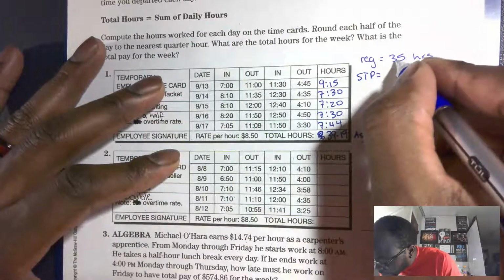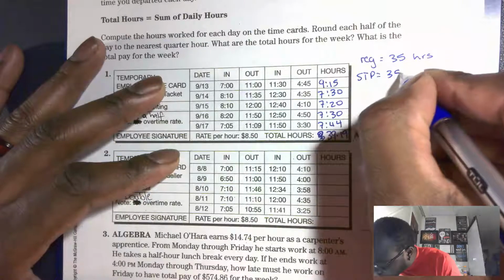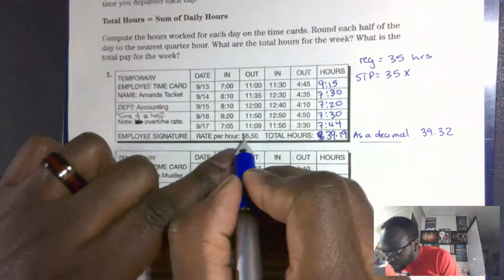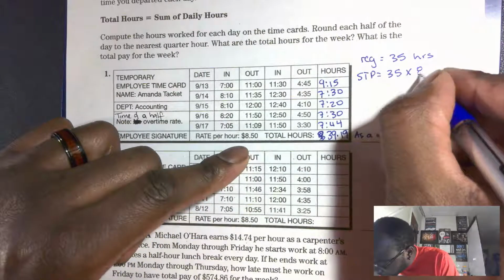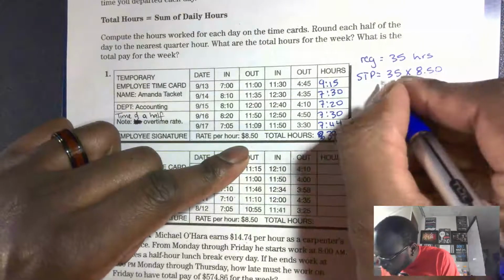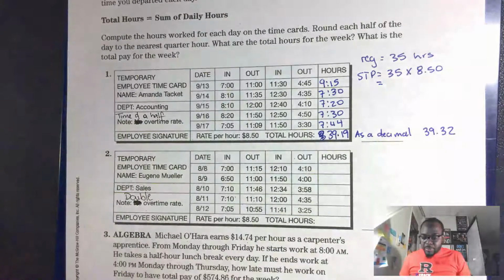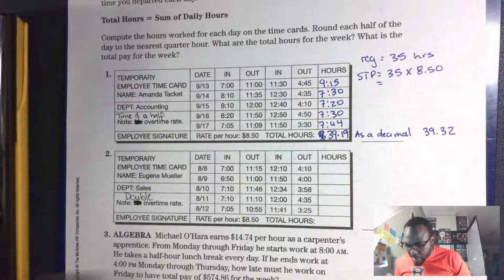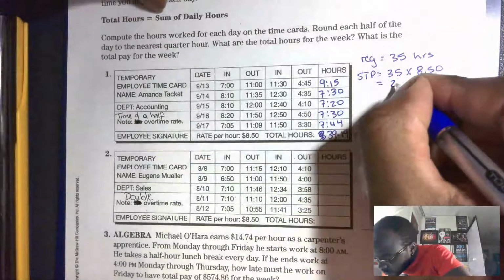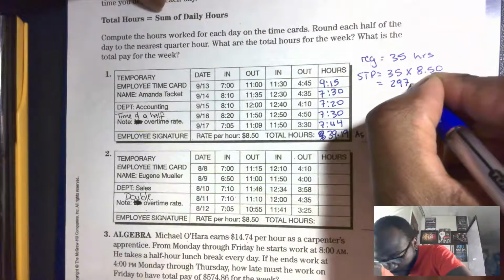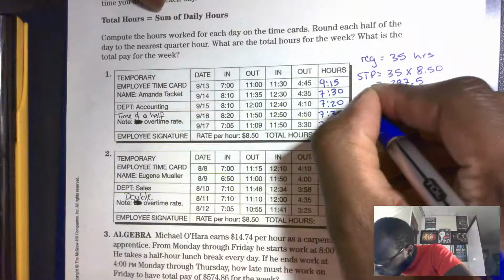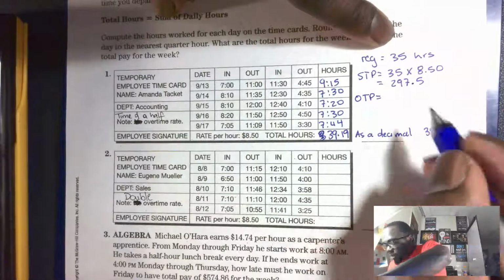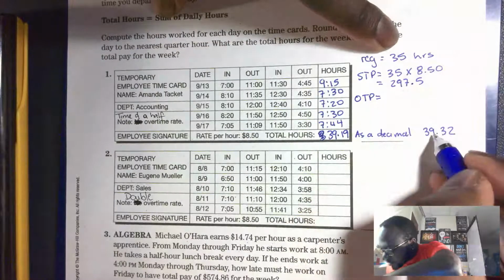So I got to figure out my straight time pay. Straight time pay is going to be the regular week hours, which is 35, times my hourly rate, which is $8.50. So my straight time pay is going to be 35 times 8.50. What's 35 times 8.50? It's going to give me a total of 297.5.